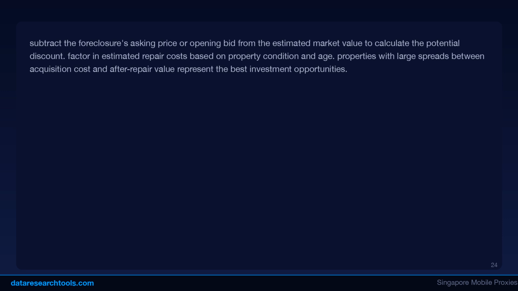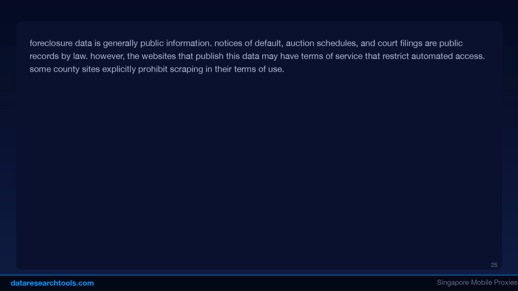A foreclosure listing's value depends entirely on the difference between the acquisition price and the property's true market value. Estimating market value requires comparable sales data, which you can scrape from listing sites and public records. For each foreclosure property, identify recently sold properties within a half-mile radius with similar characteristics: same property type, similar size, similar age, and calculate an estimated market value based on their sale prices.